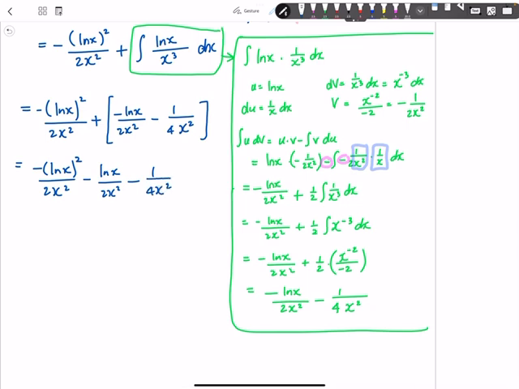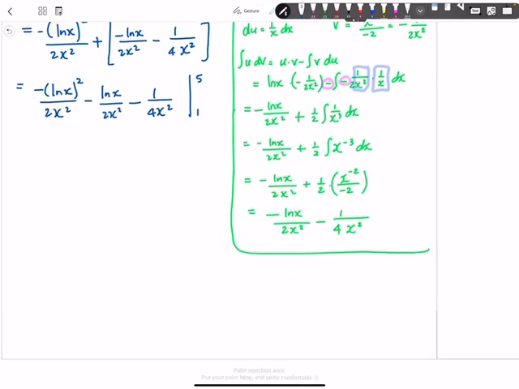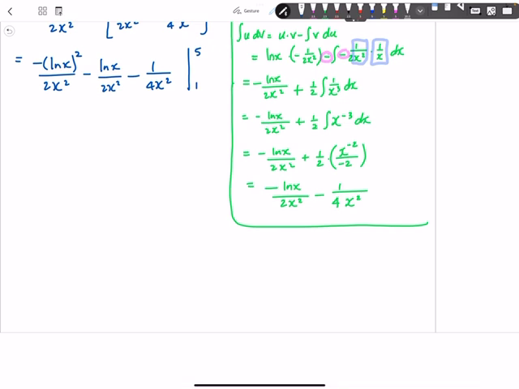All right. The problem wanted me to evaluate from 1 to 5. So now we're going to plug in top minus plug in bottom. Here we go. So I will have minus the natural log of 5 quantity squared divided by 2 times, and I'm going to clean up as I go, x squared, if we evaluate at 5, that becomes 25, minus natural log of 5 over 2 times, again, x squared. If we plug in 5, that's going to be 25 minus 1 over 4 times x squared. So 4 times 25. All right, so this is plug in top, minus, let's plug in the bottom.